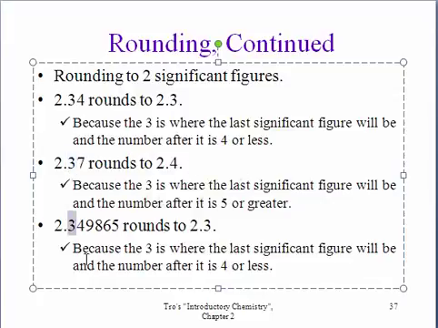Rounding this to 2 sig figs, I look at my last allowable digit, look to the right. 4 is less than 5, so 3 remains. We don't look at any other digits. We don't care what they are. We only look to the digit directly to the right of the last allowable digit.